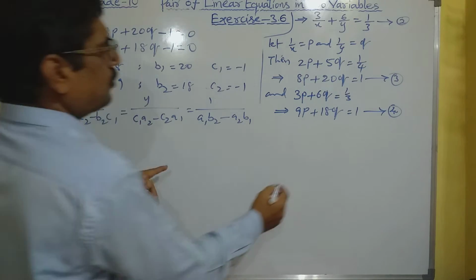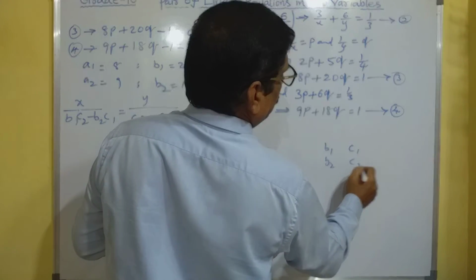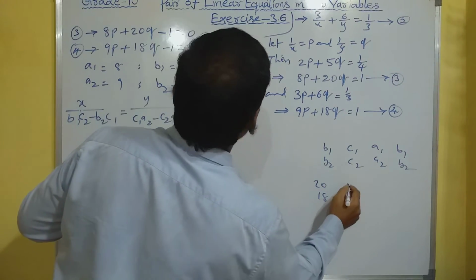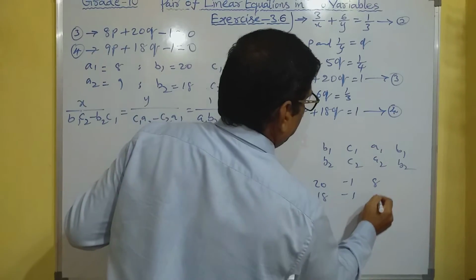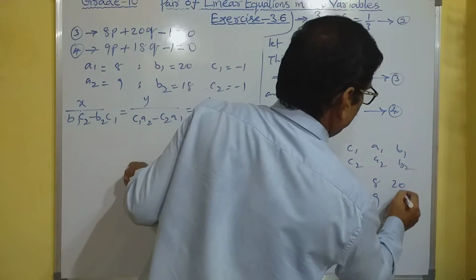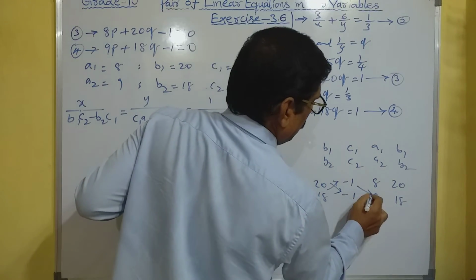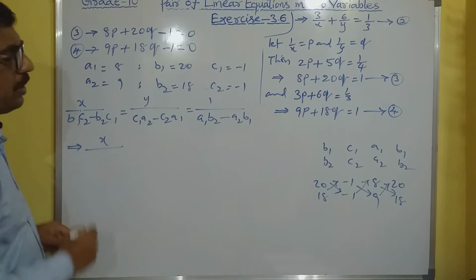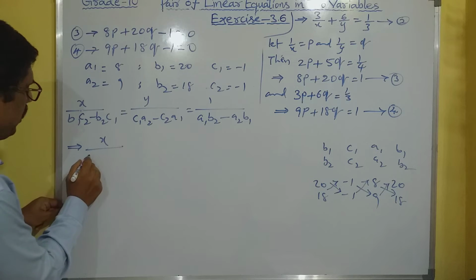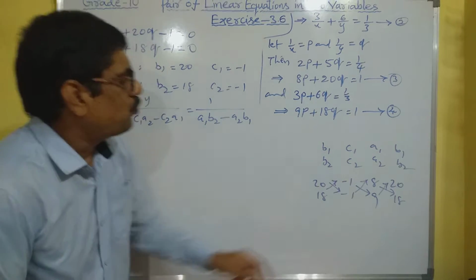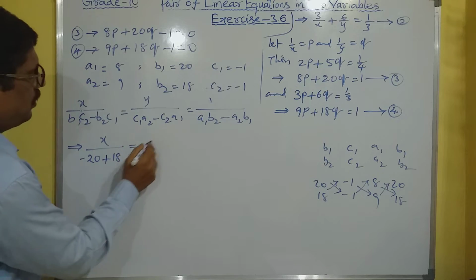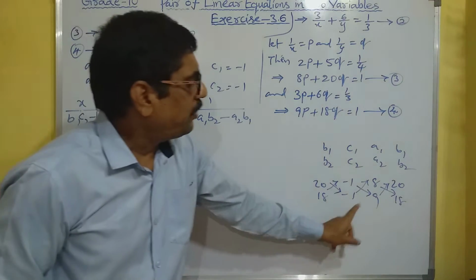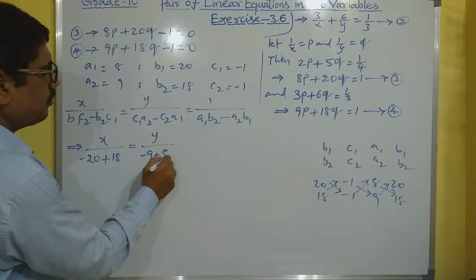So let us take this in a rough work. B1, B2, C1, C2, A1, A2 and B1, B2 again. Now how will you take? 20, 18, minus 1, 8, 9 and again 20, 18. So this we can do in the rough work. Now see, this implies x by B1 C2 minus B2 C1, 20 into minus 1 minus 18 into minus 1, which is minus 20 plus 18, y by C1 A2 minus C2 A1, minus 1 into 9 minus minus 1 into 8, minus 9 plus 8.